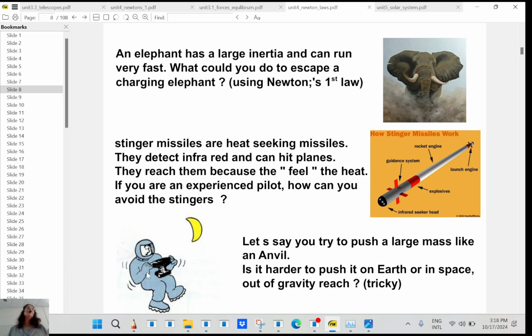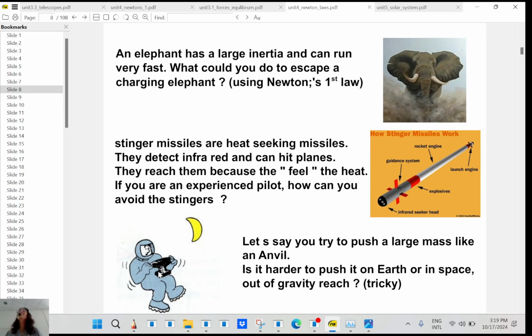Now, pop quiz question, typical tricky question. If you go to the moon, is the weight the same? No. But is the mass the same? Yes. So inertia will be the same. So if you have something like an anvil, very heavy, it's going to be as hard to push it on the moon as it is on Earth.